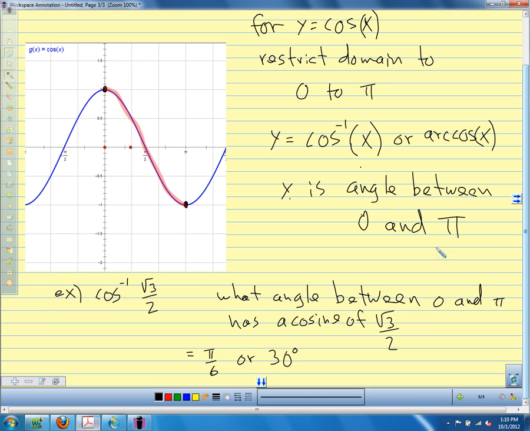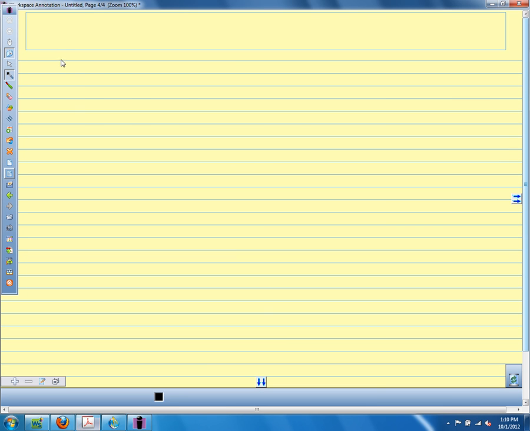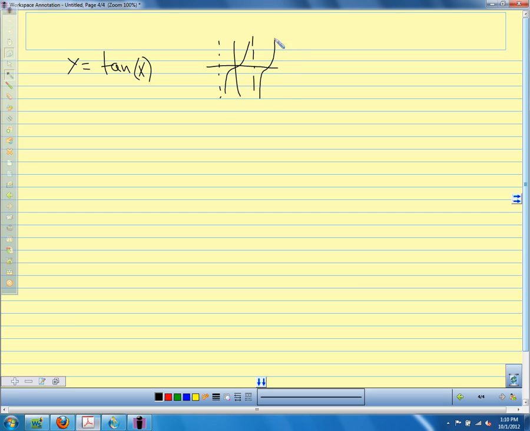We can do a similar thing for inverse tangents. We know that our tangent function, if we have y equals tangent x, I'm just going to sketch out a quick sketch. We know that our graph looks something like this, and we have all of these asymptotes, and my tangent function repeats like so. And this is y and this is x. So just by itself, my tangent function is not going to pass the horizontal line test.